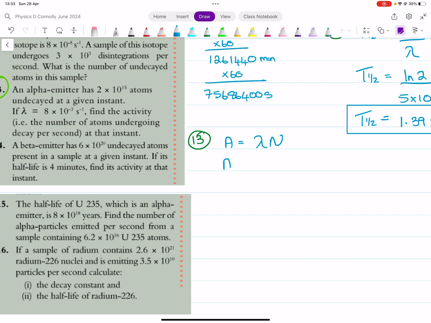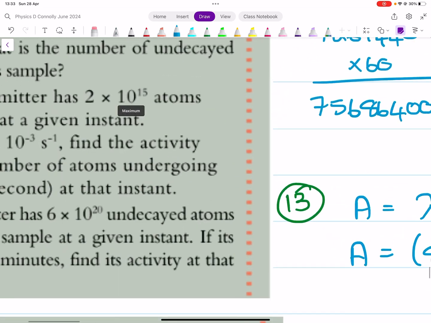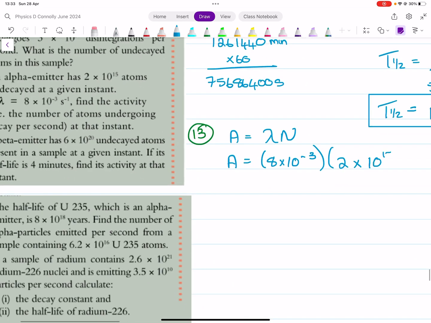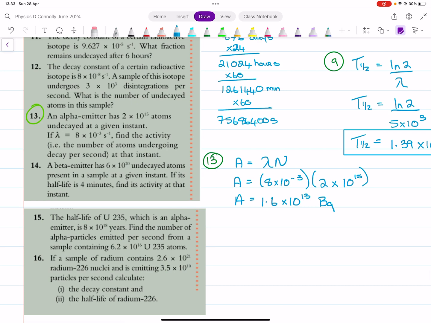Yeah, I mean, and there's not even a huge amount here. It's just 8 by 10 to the minus 3 multiplied by 2 by 10 to the 15. And that gives us an activity of 2 by 10 to the 15 multiplied by 8 by 10 to the minus 3 is 1.6 by 10 to the 13. And the unit for activity is becquerel. So that seems to be it.